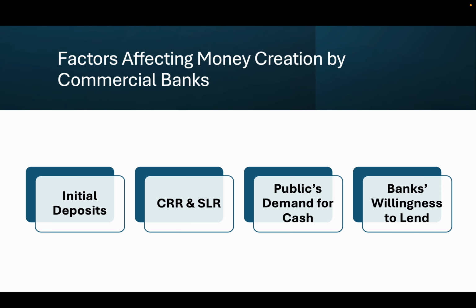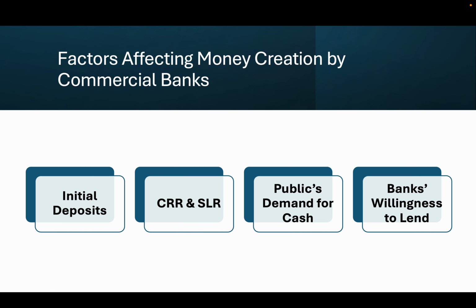Again, CRR and SLR. The RBI controls money creation by setting CRR and SLR. If CRR or SLR is high, banks keep more aside, there would be less lending and money creation will slow down. Similarly, if CRR or SLR is low, banks keep less aside, there will be more lending and more creation. So take a deposit of 1000, again with a CRR of 10% and SLR of 20%.